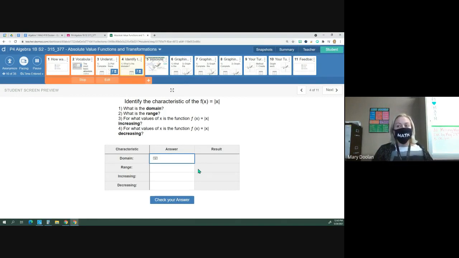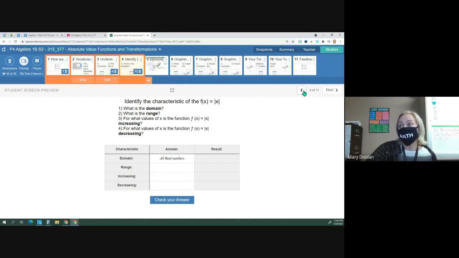I'm not really sure what Desmos wants me to write to make it correct on their side. So I'm just going to say all the real numbers, and you can write that too, but it probably will tell you you're wrong just because of the way this was created. But that is the correct answer. It's all the real numbers. That's your domain. Your range, though, is a little limited.